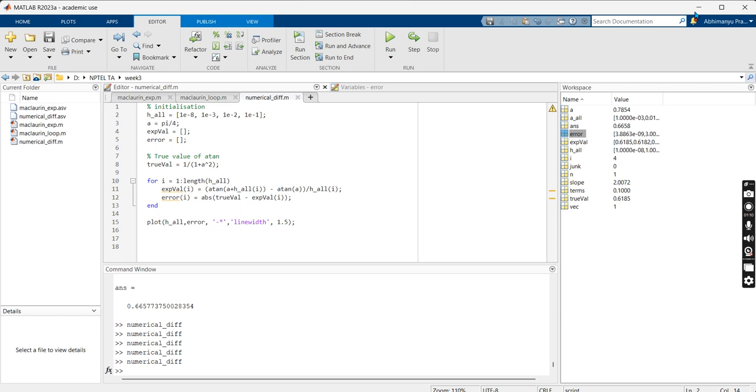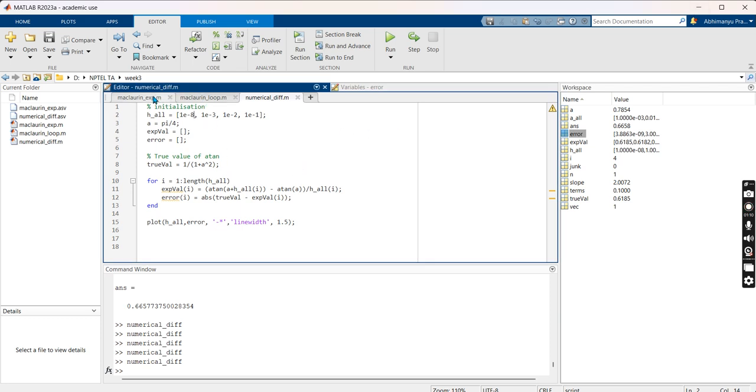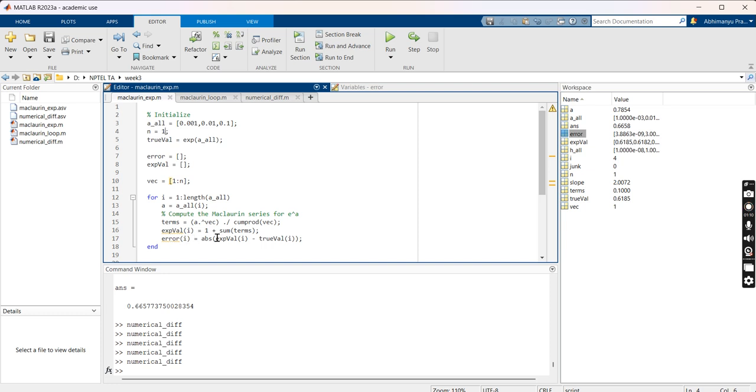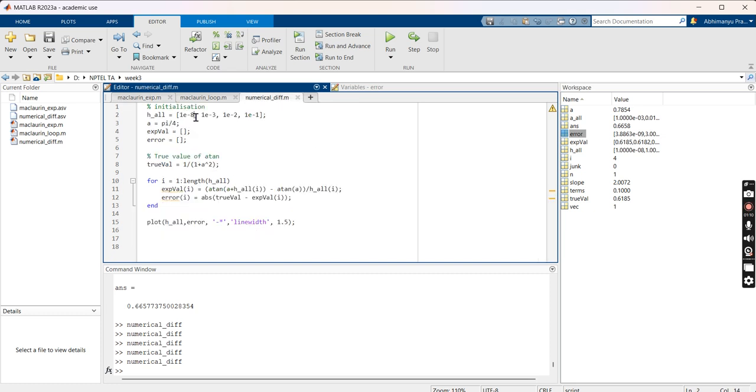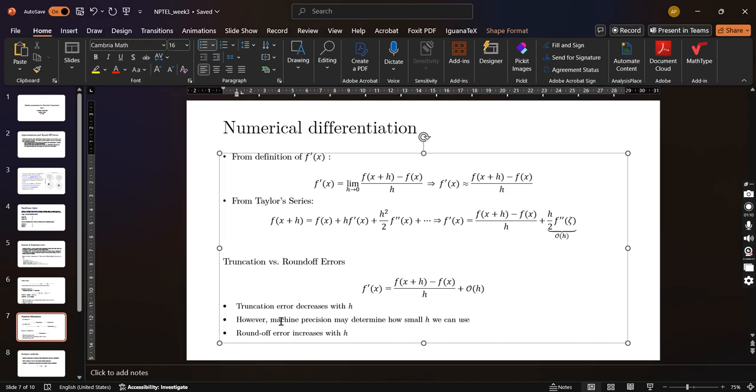Like I showed you in the previous case, for the Maclaurin case, the difference that MATLAB can calculate should be of the order of greater than 2 to the power minus 52. If the number is less than that, then it will just make that number 0, right? So if I take a very small value of h, it will decrease that even further, and it just goes to 0. That is what is meant by machine precision may determine how small h we can use.